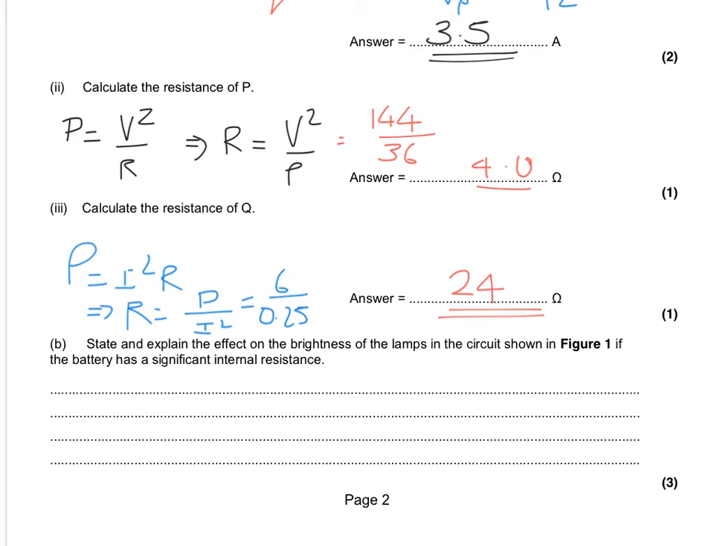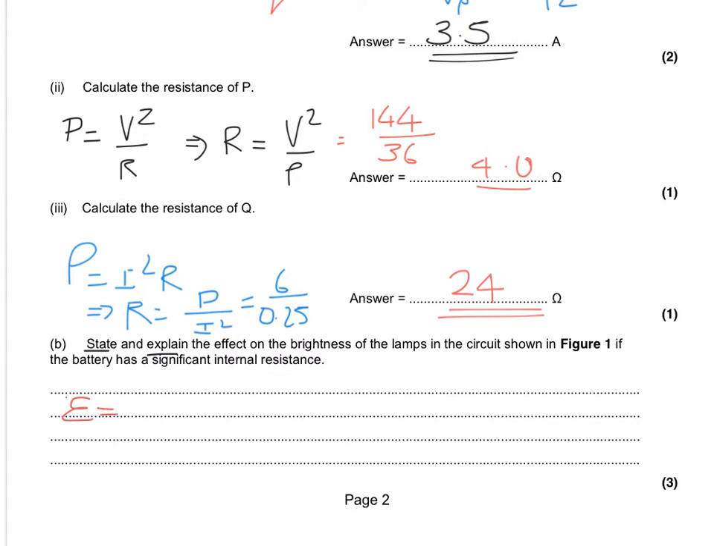Next, it asks you to state and explain. State is just say what would happen, and explain means use equations to show what's going on. What would the effect on the brightness of the lamps in the circuit be if it had significant internal resistance? I always like to explain these questions using potential divider equations, or in this case you could actually use your EMF equation as well.